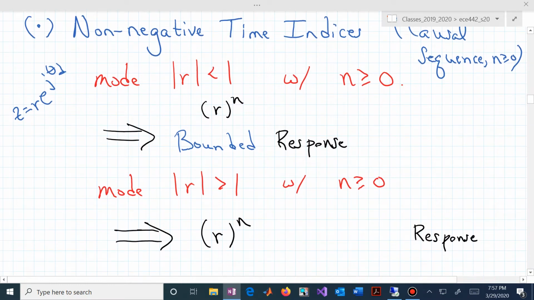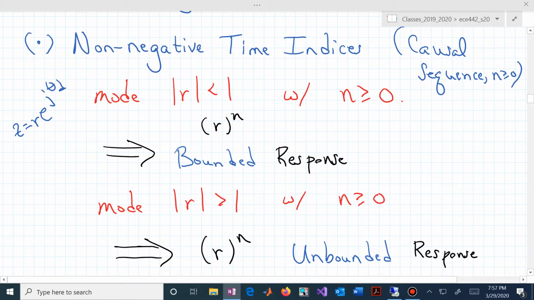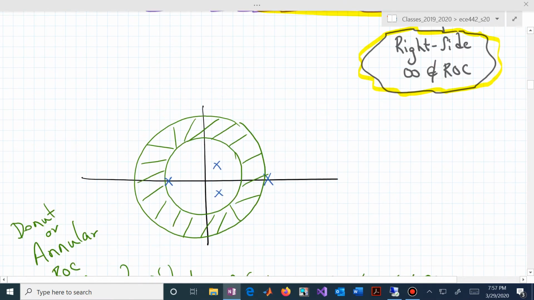What if the mode r for a non-negative time index was actually bigger than 1? So now we have a mode r that's bigger than 1 with n greater than or equal to 0. That corresponds then to an unbounded response. Let's say r is 3 squared, 3 cubed. That's going unbounded. With a non-negative time index, where those modes are located is going to influence whether you have a bounded response or an unbounded response. And you can correlate that.